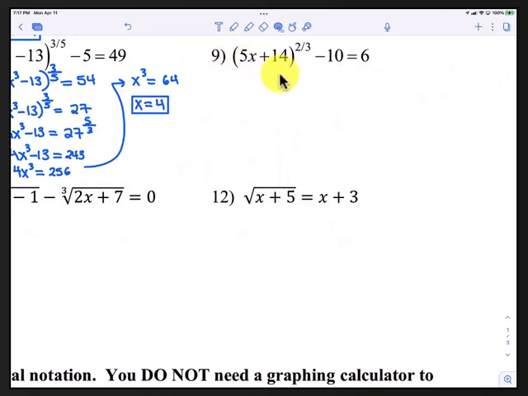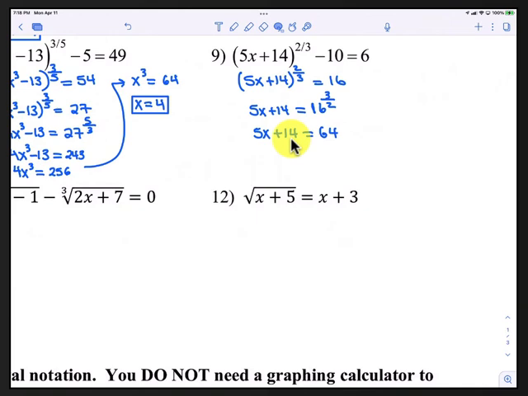And for question 9, again, we want to get this parentheses with the exponent by itself, so we're adding 10 to both sides, and the result would be 16 on the right. Now we'll undo the exponent by raising both sides to the reciprocal power, so that's to the 3 halves. So that would be 5x plus 14 equals 16 to the 3 halves. Now 16 to the 3 halves means to take the square root of 16, that's 4, and raise that to the third power, and that's going to be 64.